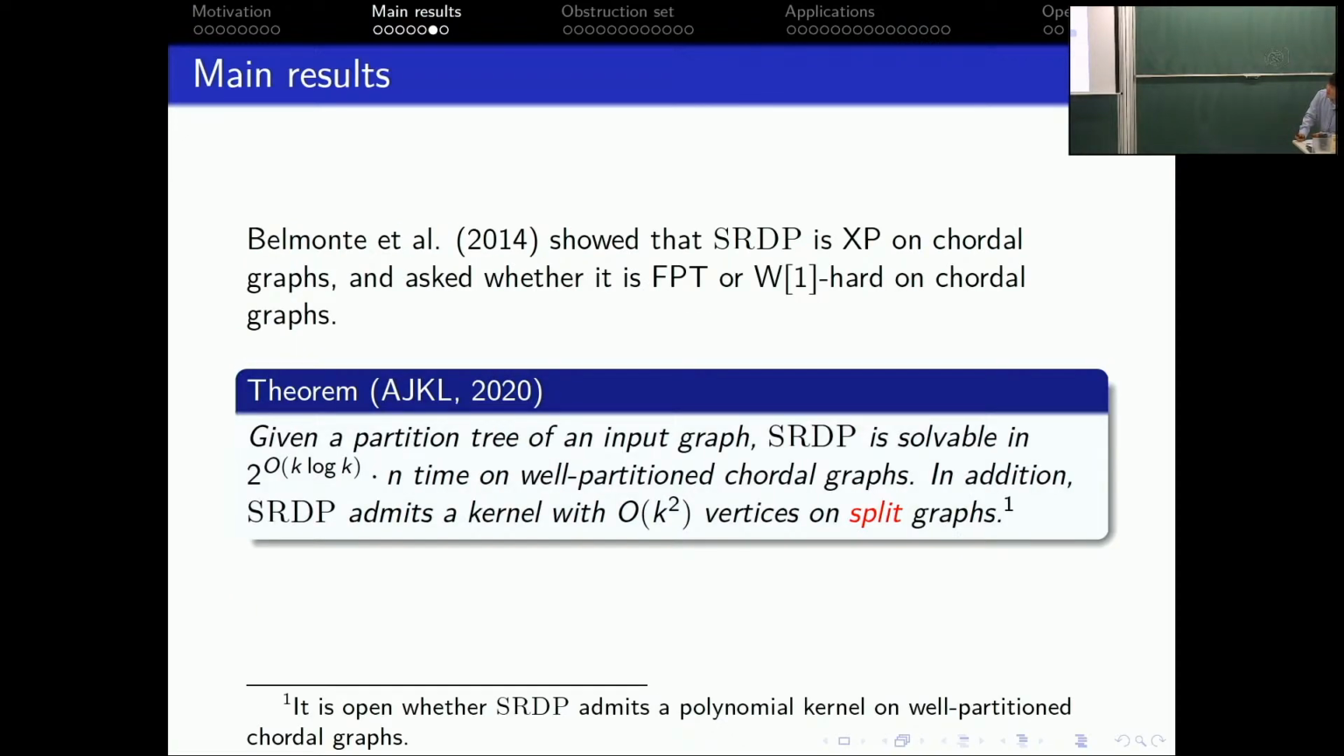And they showed that it is XP on chordal graphs and asked whether it is FPT or W[1]-hard on chordal graphs. And we show that it is FPT on well-partitioned chordal graphs. In addition, we can get a polynomial kernel on split graphs. But still, it is open whether there is a polynomial kernel for this problem on well-partitioned chordal graphs.